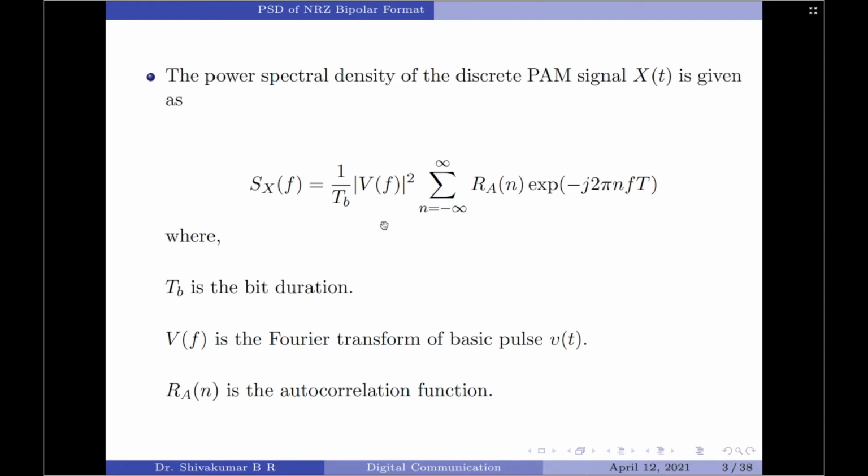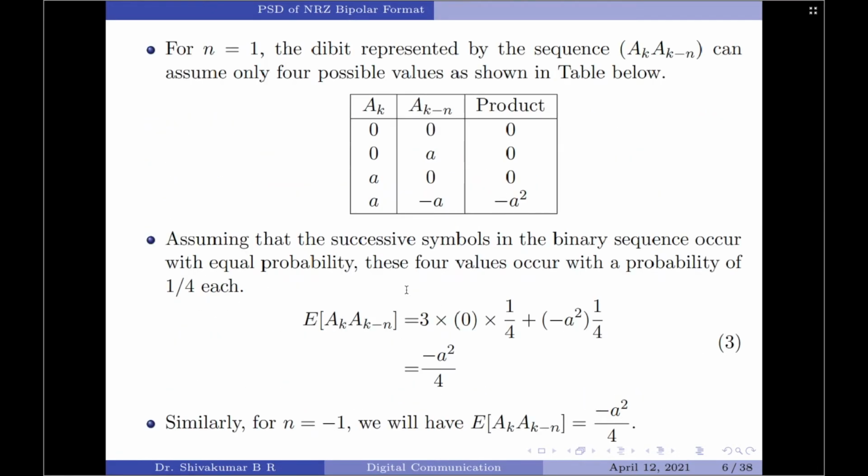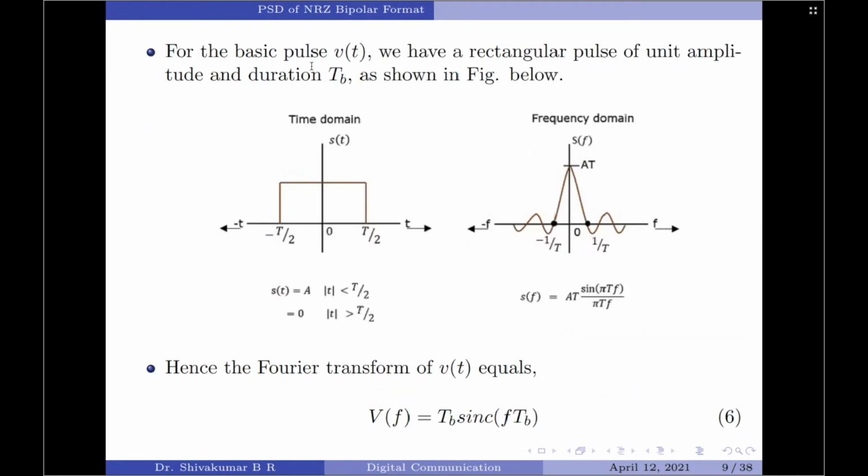We know that V of f is the Fourier transform of the basic pulse, and we already have stated the shape of the basic pulse is rectangular in nature. Let us go back to that term now. Right. So we now state the basic pulse v of t is a rectangular pulse of unit amplitude and duration 1 Tb. So you can see we have minus T by 2 and plus T by 2. So the difference between them is capital T. Here we have taken the value of T as 1 Tb.